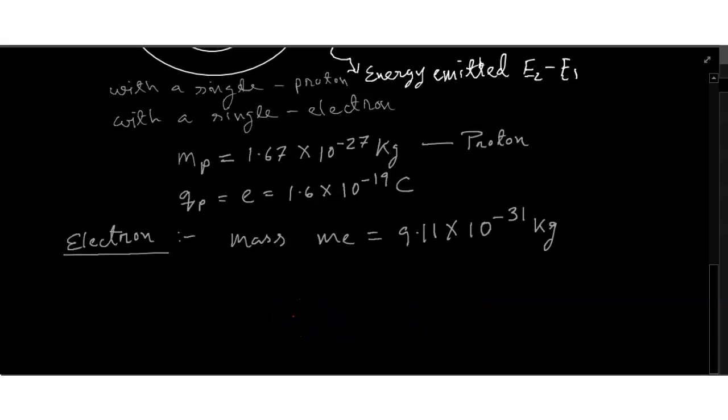The electron has electric charge Qe, which is equal to the negative elementary charge in SI units. It is equal to minus e, that is, 1.6 times 10 to the power minus 19 coulombs in magnitude.